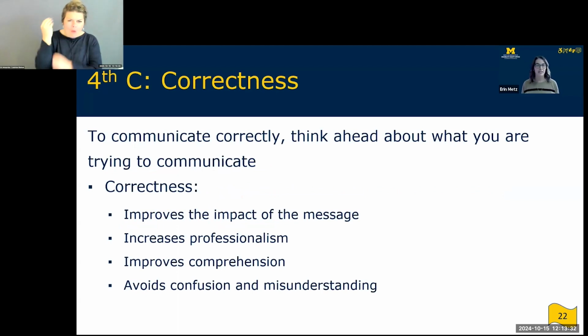The fourth C is correctness. And to communicate correctly, you need to think ahead about what you're trying to communicate. When we use correctness in our communications, it improves the impact of our message, it increases professionalism, improves comprehension, and helps to avoid confusion and misunderstanding of your message.